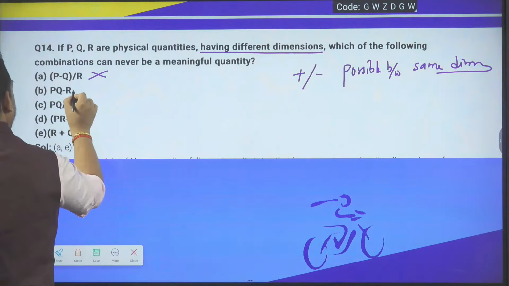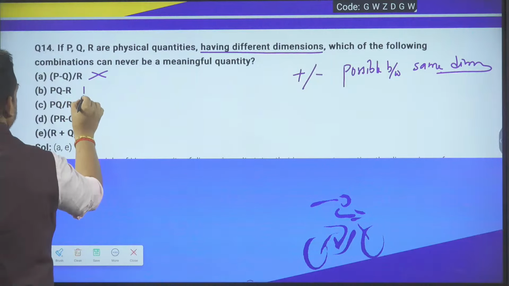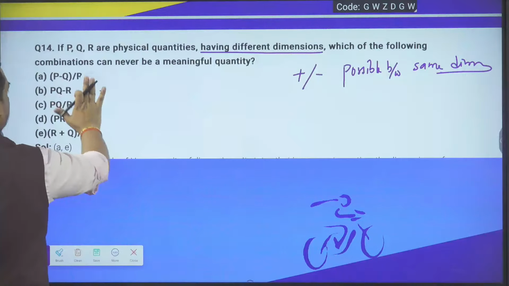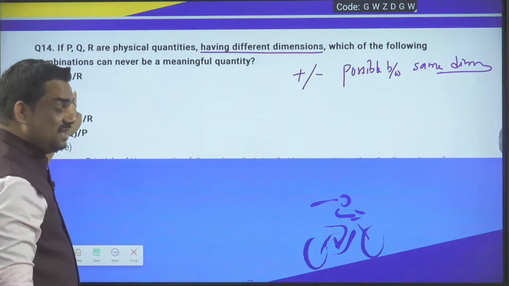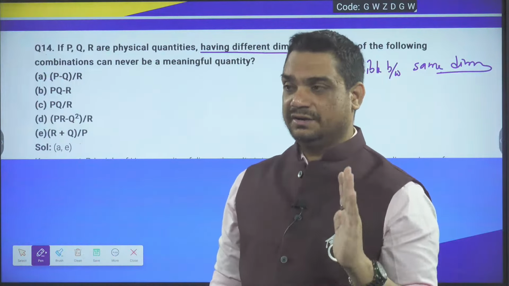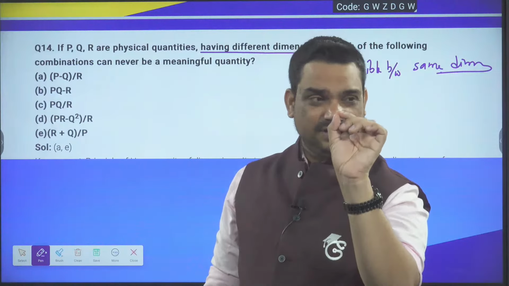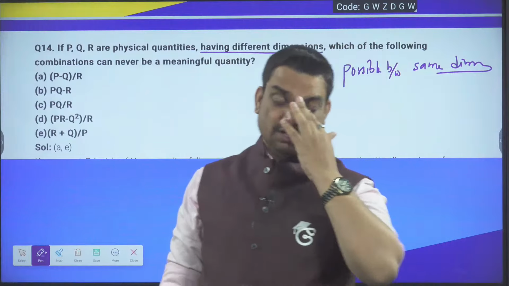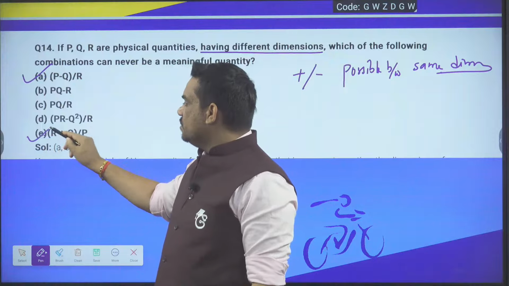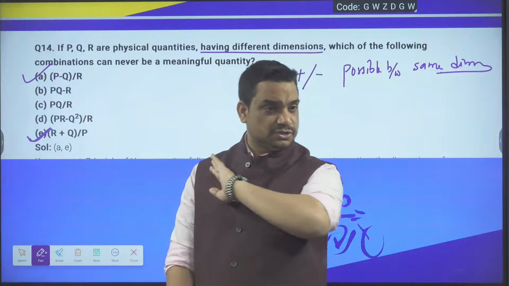P and Q are multiplied in this one. Is this possible or not possible? Okay, this one we can say is possible. Why is this possible? Because PQ can be the same as R. When you multiply P and Q, the result can be the same as R. Direct plus minus is not possible. You have to check wherever direct plus minus happens between these individual quantities; that is not possible. So direct plus minus is happening here and here, so A and E are not possible, because between different quantities direct plus and minus is not possible.